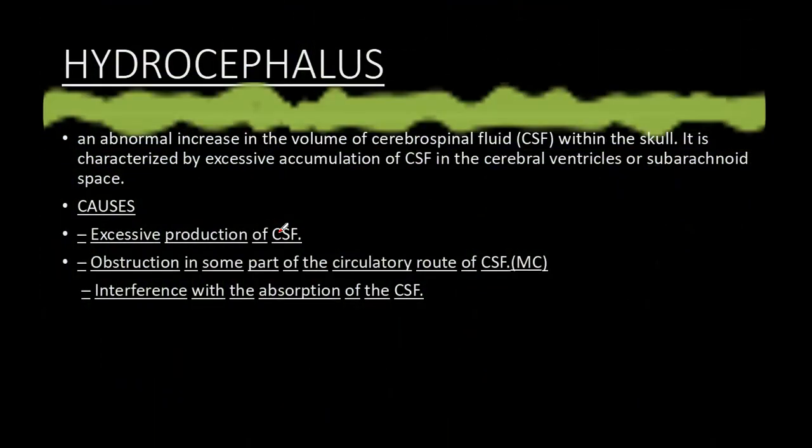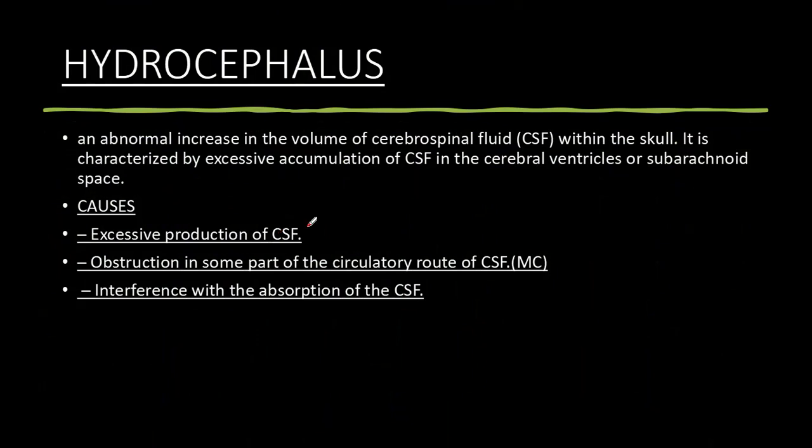Okay, now let's look at hydrocephalus. Now, hydrocephalus is defined as an abnormal increase in the volume of the CSF within the skull. And it is characterized by excessive accumulation of CSF either in the ventricles or in the subarachnoid spaces. It can be caused by either one, excessive production of CSF, which is not common; two, obstruction of some part in the circulatory route of the CSF, which is the most common cause; or three, interference with the absorption of the CSF.